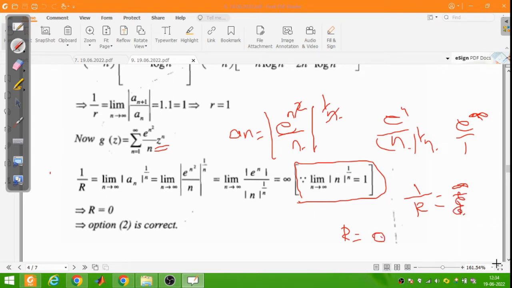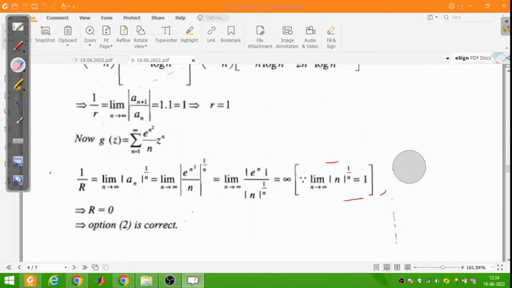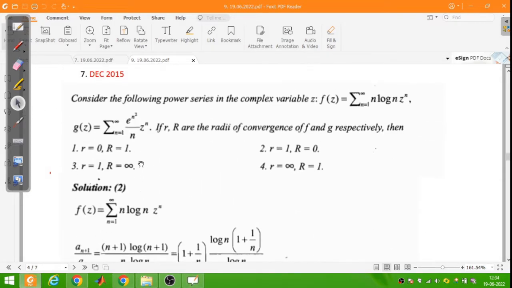Okay. Are you clear? Yes, sir. Don't forget to convert 1 by r into r, because the option of infinity is also there. You get 1 by r equals infinity, and directly you might choose r equals infinity. So don't forget to find the r value.